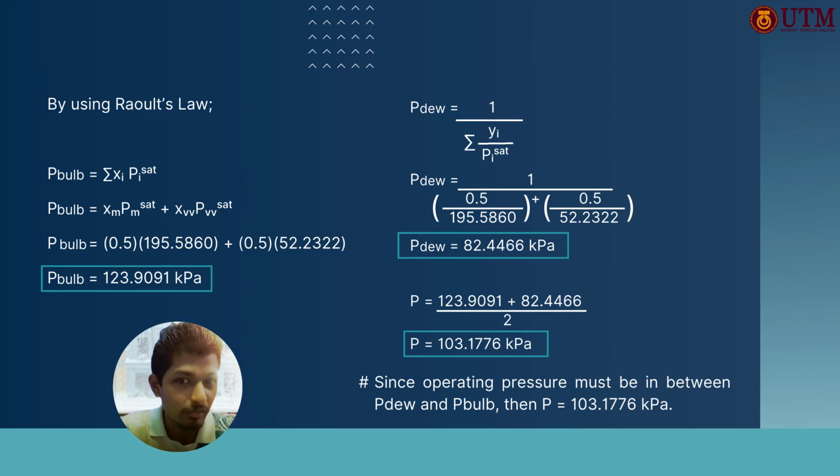123.9091 kilopascal. Next, for the dew point pressure, we use the inverse formula, summing up mole fraction over the saturation pressure. Substituting the same values gives us a dew point pressure of 82.4466 kilopascal. Finally, the operating pressure is the average of those two values, which is 123.9091 plus 82.4466 divided by 2, giving us 103.1776 kilopascal. This confirms that both phases, vapor and liquid, can exist, making this suitable for flash separation.